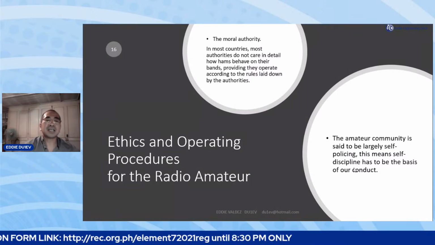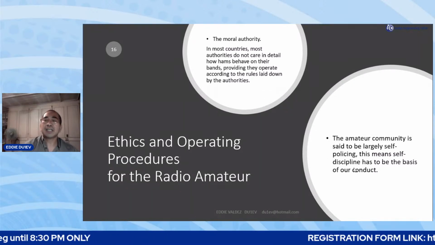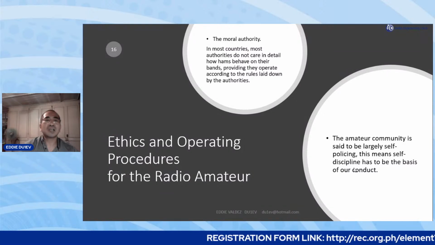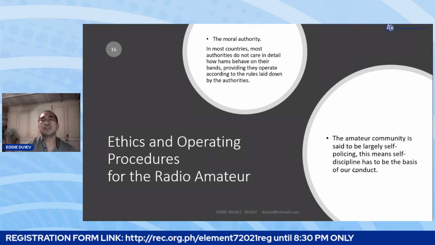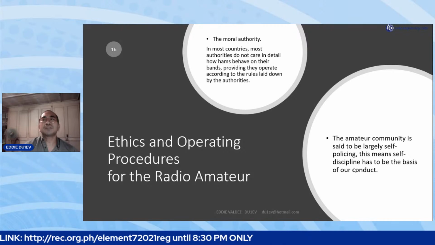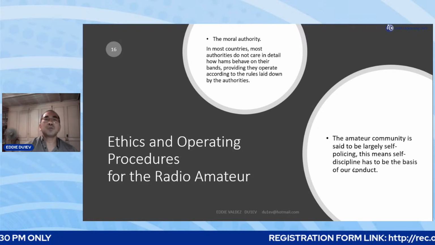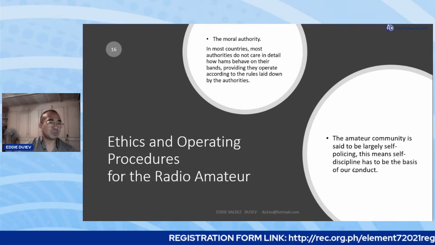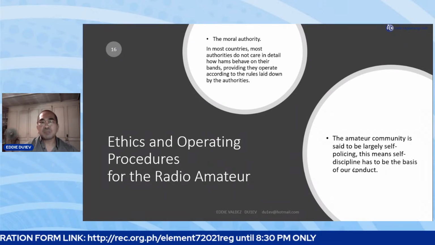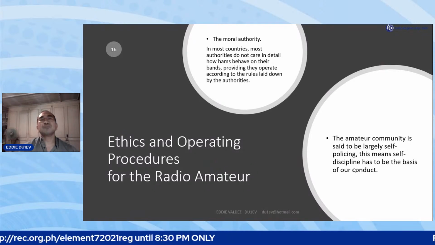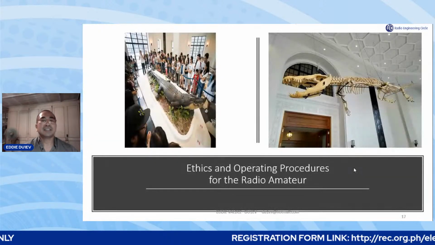So yan yung sabi sa DX Code of Conduct. Kailangan, where do we start? We start with ourselves. We have to be disciplined. Sino pa ang unang magdidisiplina? Di tayo. We will start with ourselves first. We have to be disciplined. If we are disciplined, hopefully other people will observe that and maeengganyo silang maging amateurista. Right?